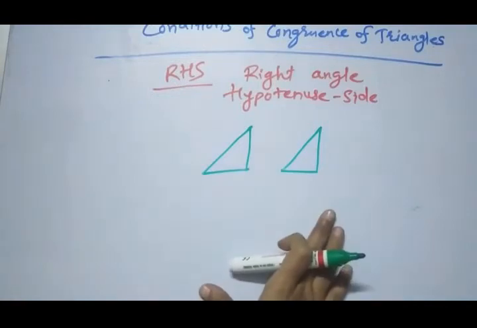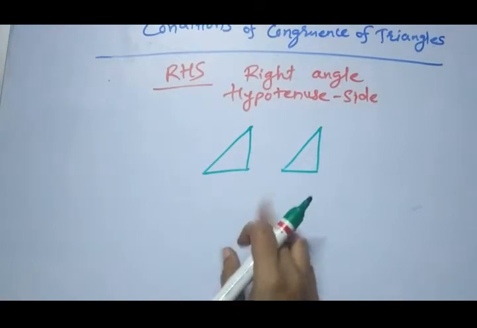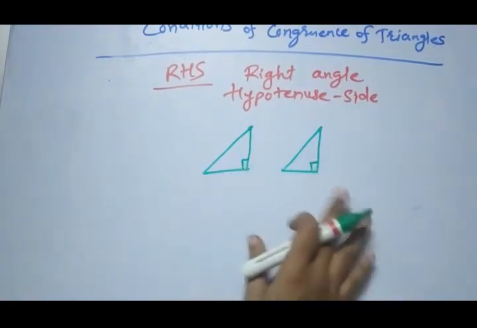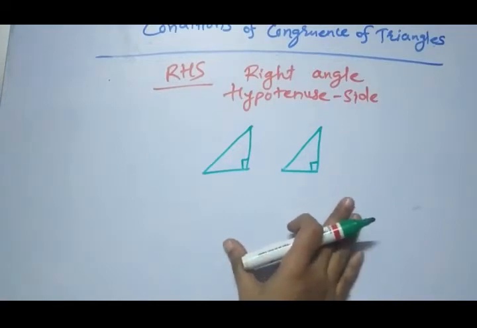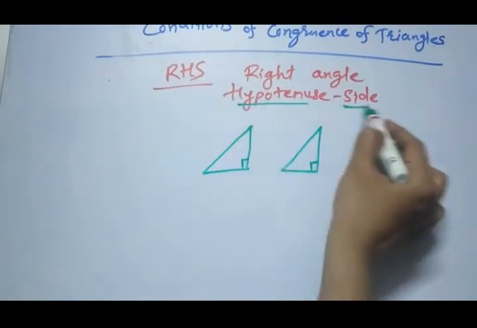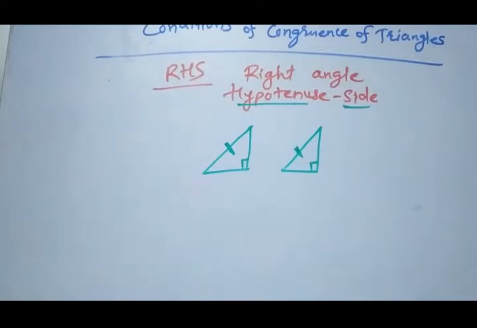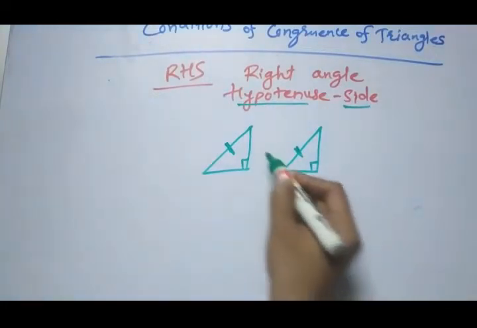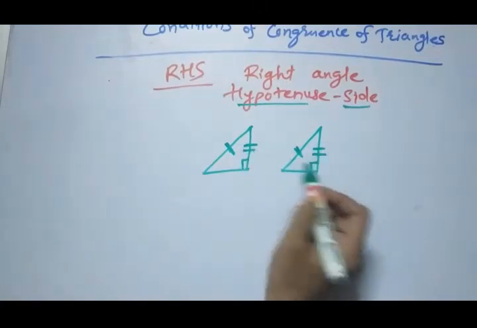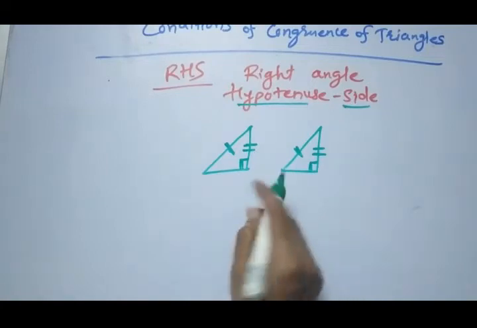Now friends, we are speaking about the RHS criterion, that is right angle, hypotenuse, side. So this is a special case. Suppose you have two right angle triangles, and if you want to show they are congruent, then you have to check their hypotenuse. The hypotenuse of one triangle should be equal to the hypotenuse of the other. And one more thing, one side should be equal to the other side. Means this side is equal to this side and the triangles are right angled, then you can say that the triangles are congruent to each other.